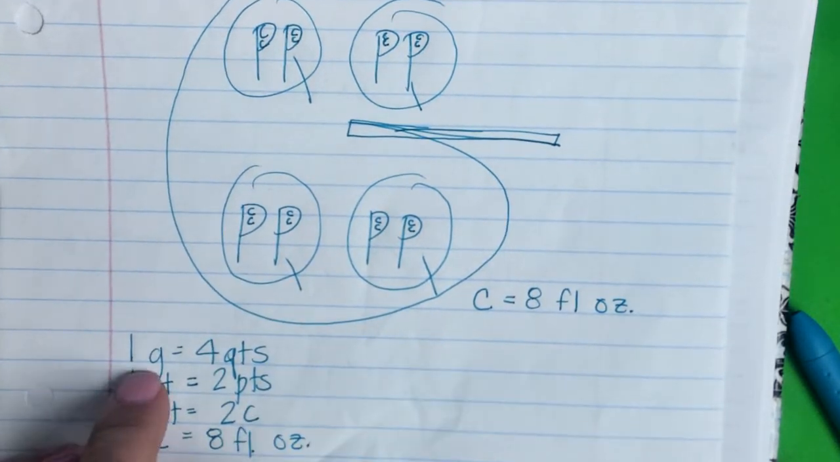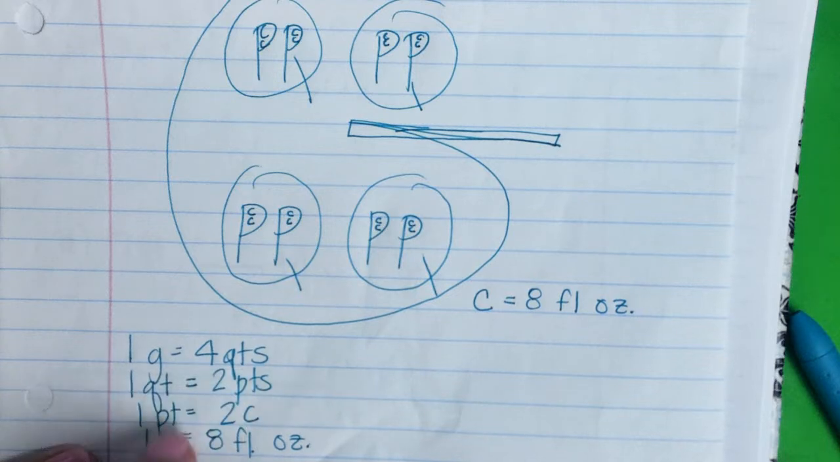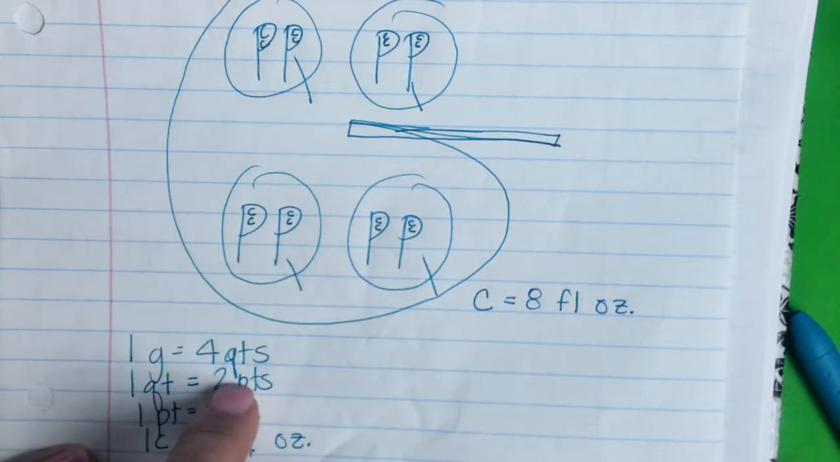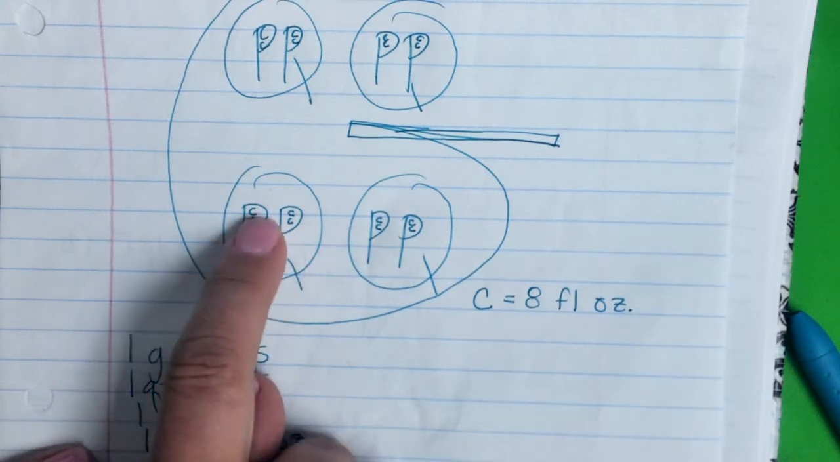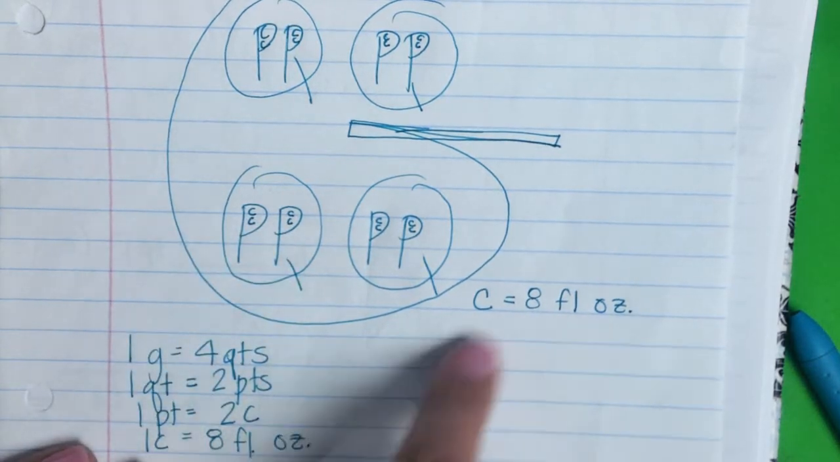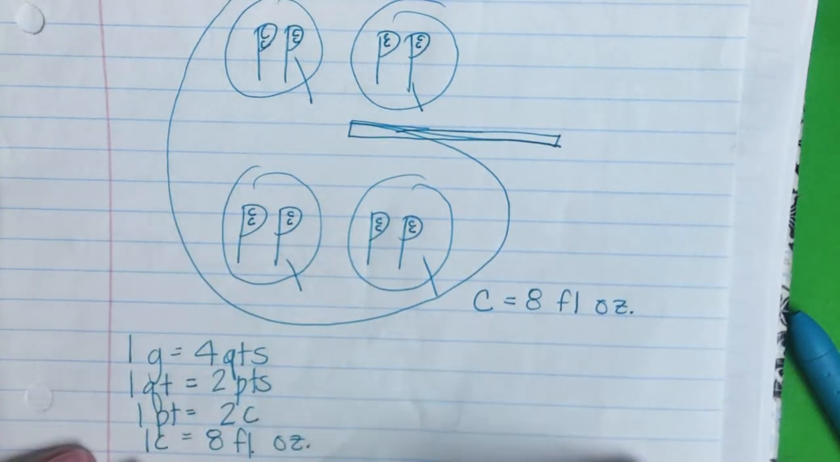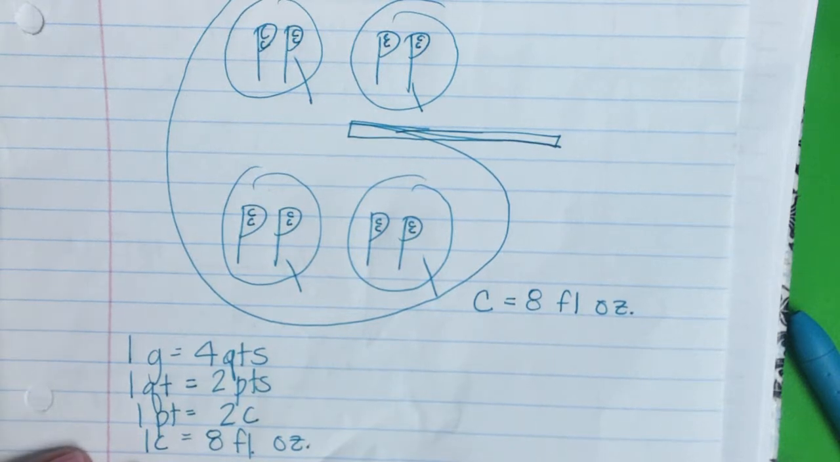So all that tells you is 1 gallon is equal to 4 quarts. There's your 4 quarts. 1 quart is equal to 2 pints. There's your 2 pints. 1 pint is equal to 2 cups. There's your 2 cups. And each cup is equal to 8 fluid ounces. So there are all of your liquid measurements in one little neat package.